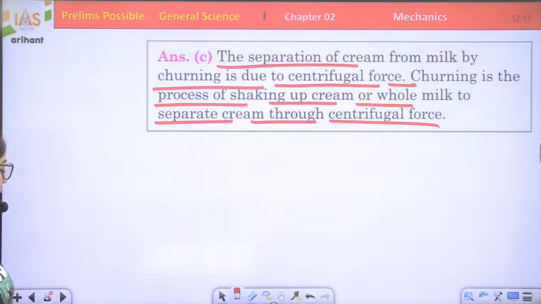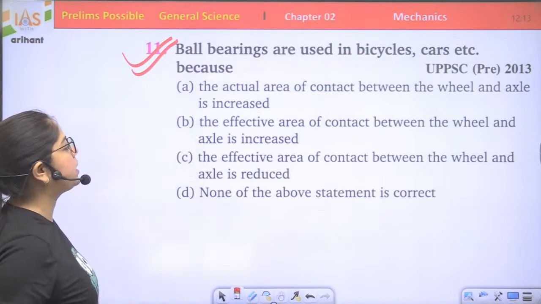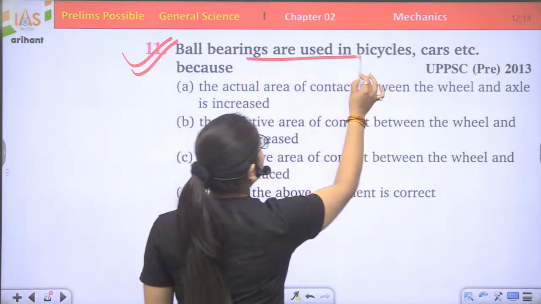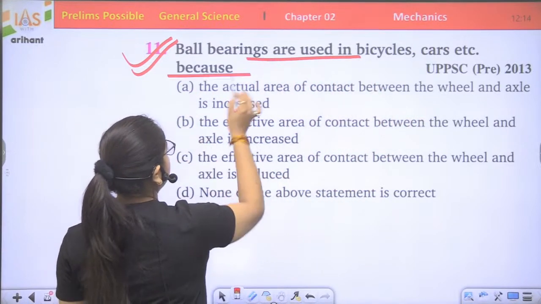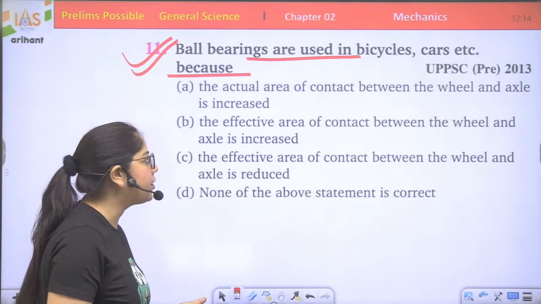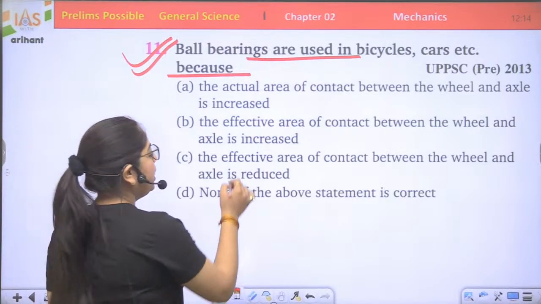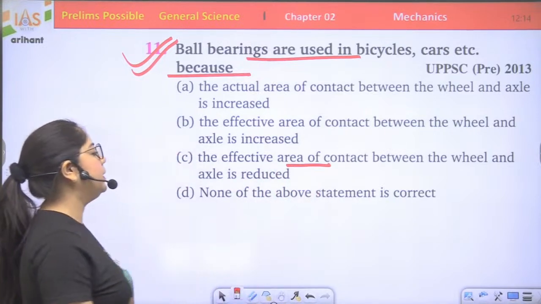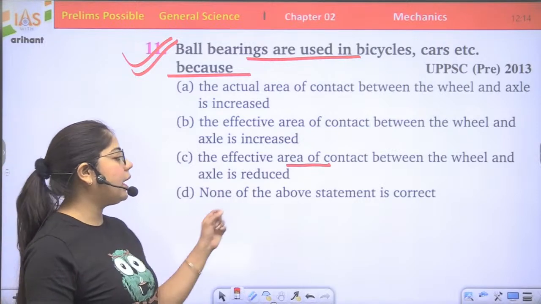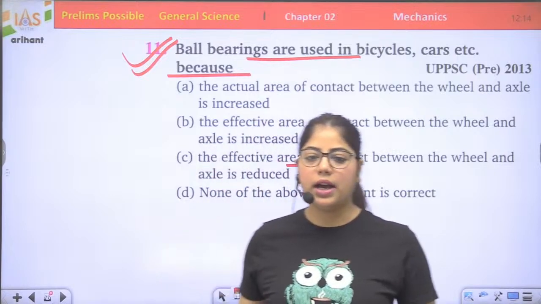Clear? Now, coming to the next question. Again, it's a question on ball bearings. Question number 11. Ball bearings are used in bicycles, cars, etc. because the actual area of contact between the wheel and axle is increased; the effective area of contact between the wheel and axle is increased; the effective area of contact between the wheel and axle is reduced; none of the above statements is correct. Tell me, which one is the right answer?